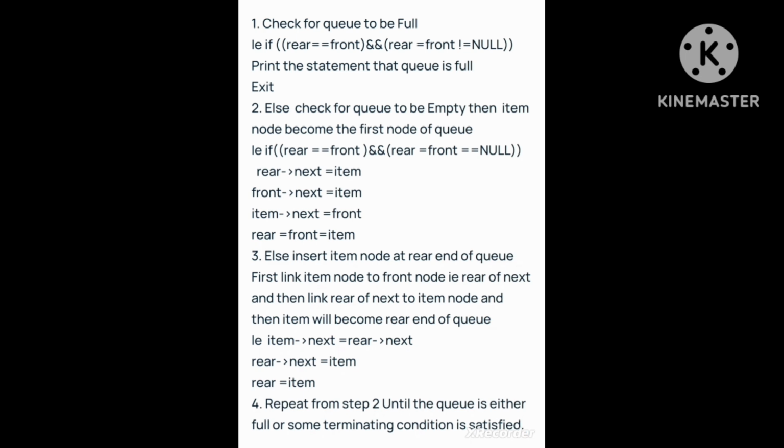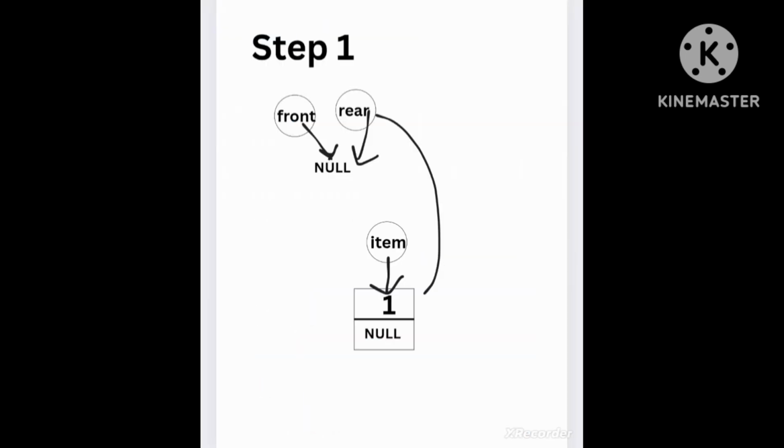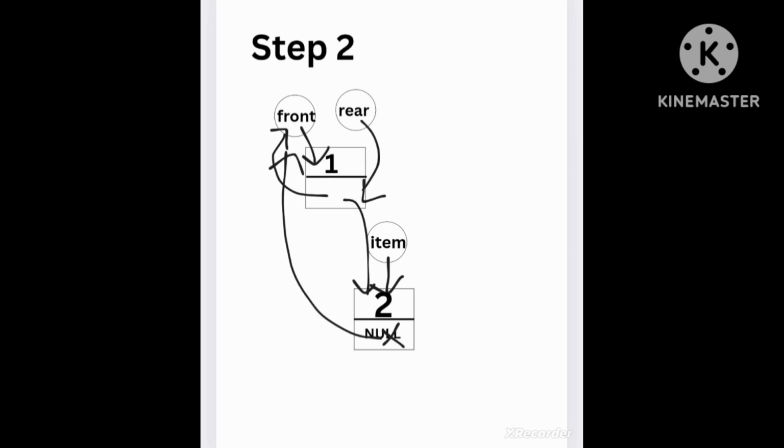Now let us understand diagrammatically how it will work. In step 1, the front and rear are both assigned the null value, that is, our queue is empty, and we have to insert the item node first onto the circular queue. So for that we will first link our item node to the front and then our rear will point to the item and our item will now become the rear end.